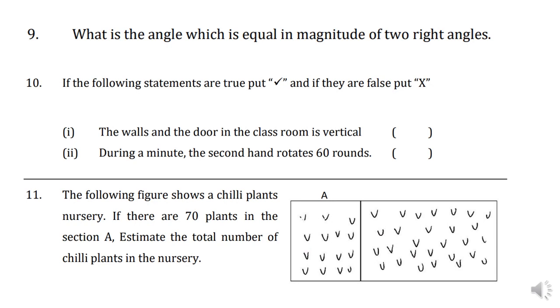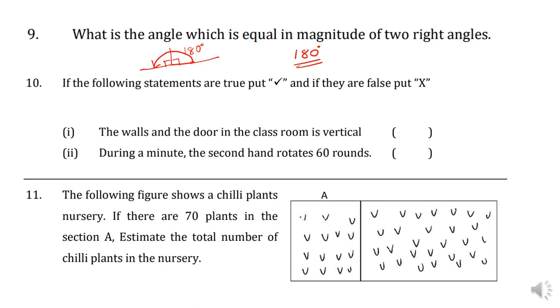So what is the angle which is equal in magnitude to 2 right angles? If you take one right angle, it is something like this, and you add another right angle here, it is like this. So what is the angle? If it is 2 right angles, that means it is 180 degrees. You have to write the units, that means degrees. If you have written just 180, it is not right. You have to write this degree symbol.